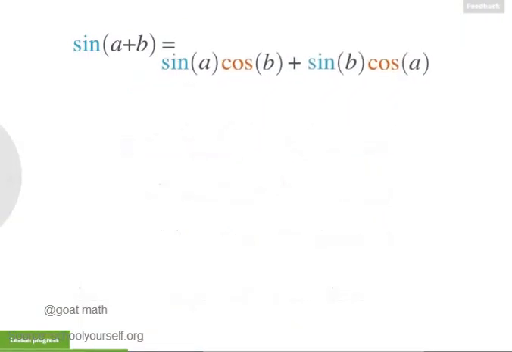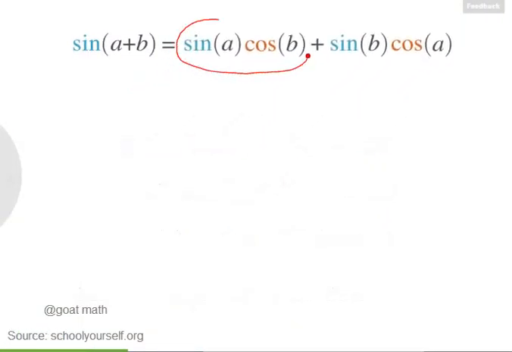Right, the sine of A plus B equals sine A cosine B plus sine B cosine A. Now this identity works for any angles A and B. It even works when the two angles are the same. So let's make them the same by setting B equal to A. That means we can replace all the b's with a's. On the left, we now have the sine of A plus A. A plus A is 2A, so we have the sine of 2A.